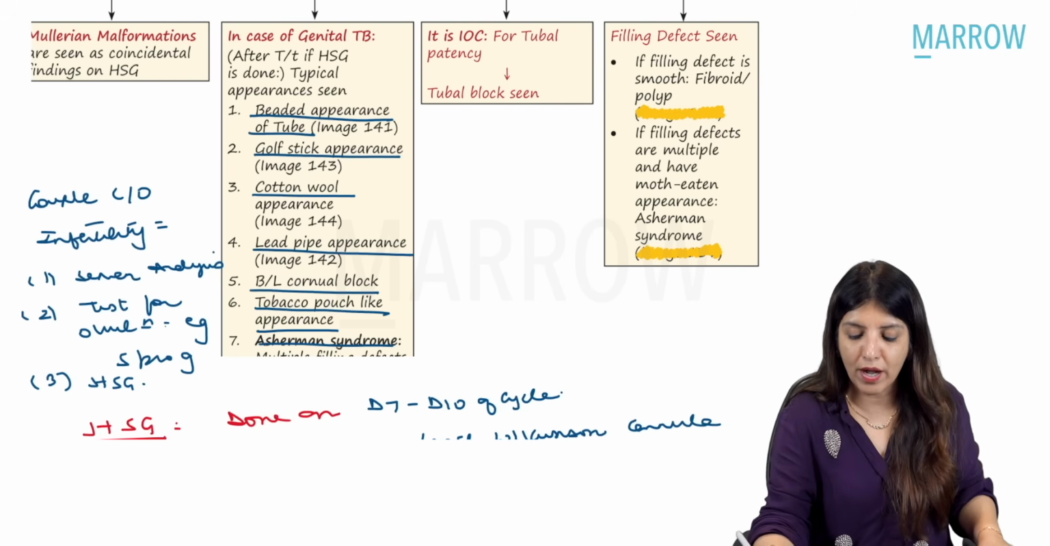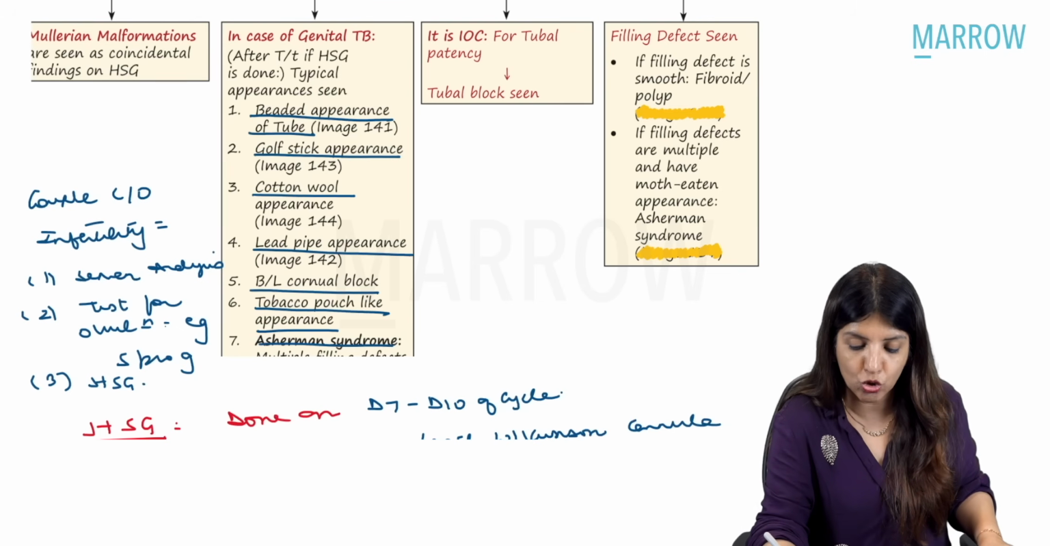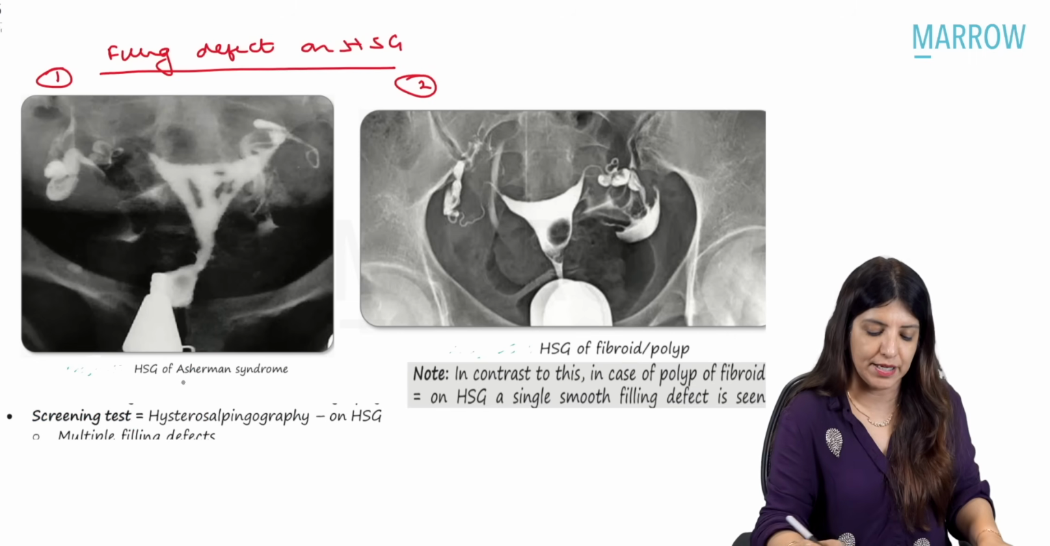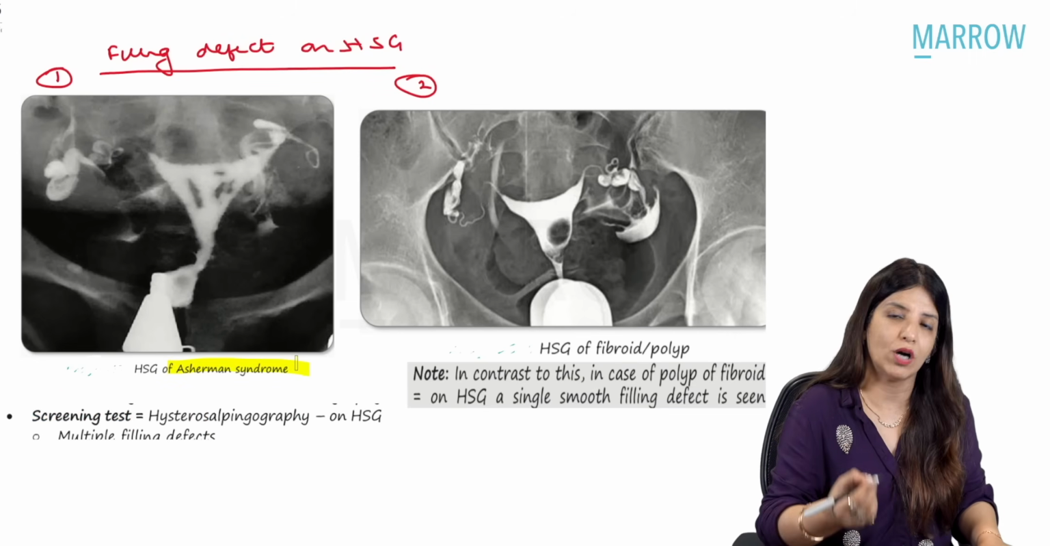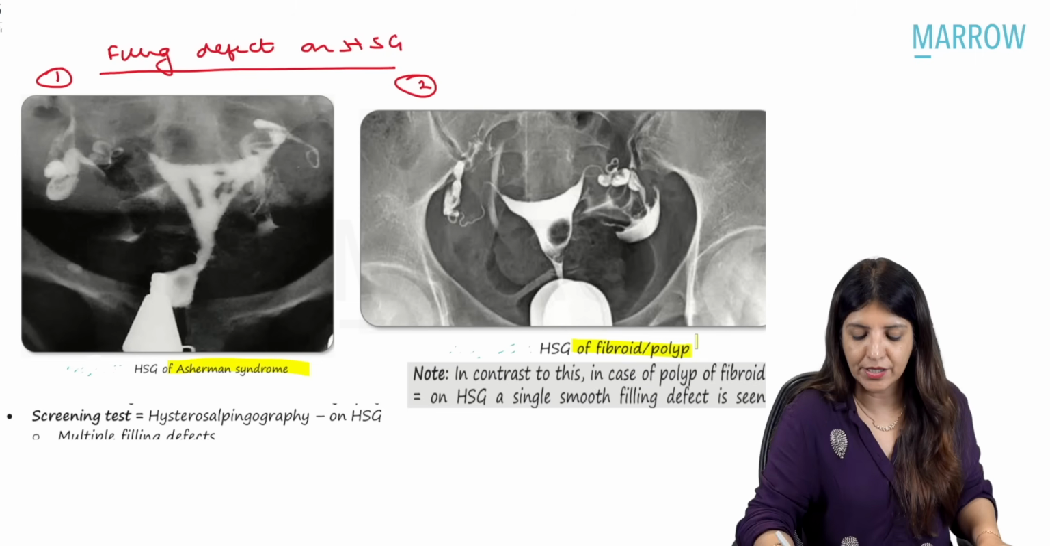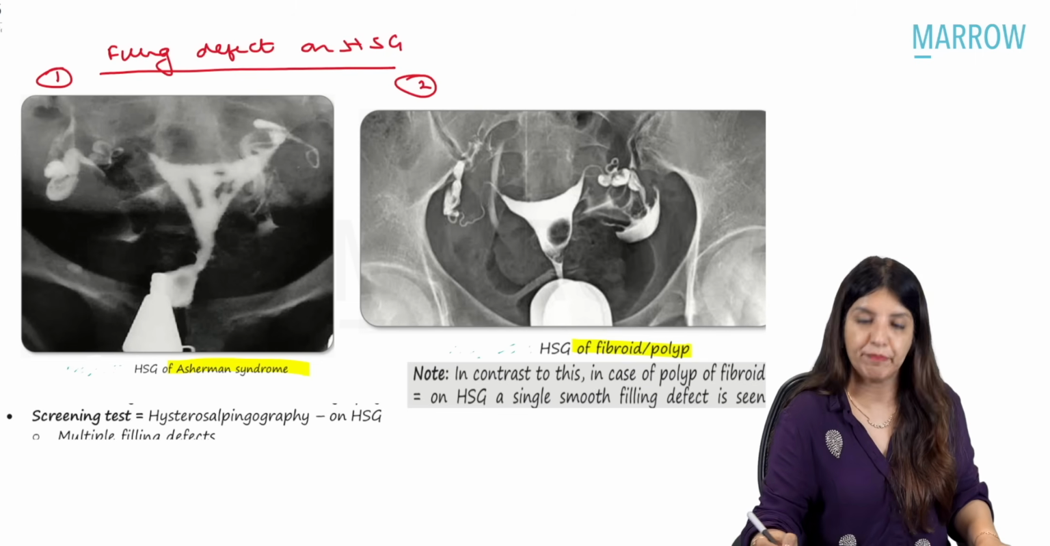Now, whenever you are getting filling defects on HSG, then there are only two possibilities. One possibility is that it can be an HSG of Asherman syndrome, or a second possibility is that it can be an HSG showing you a fibroid or a polyp, right?